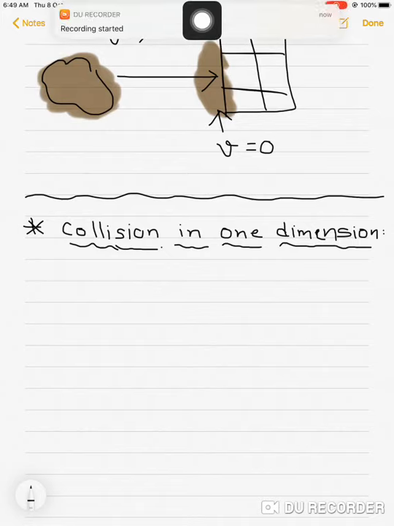Hello dear friends. Now we will see the examples of collision and the relation between the initial velocity and the final velocity. That means we will find the initial and final velocity relations in terms of collision in one dimension and in two dimensions. So first of all, let's consider the completely inelastic collision.